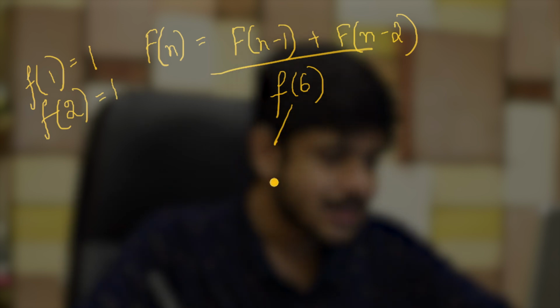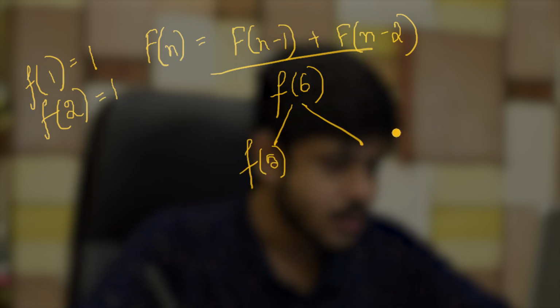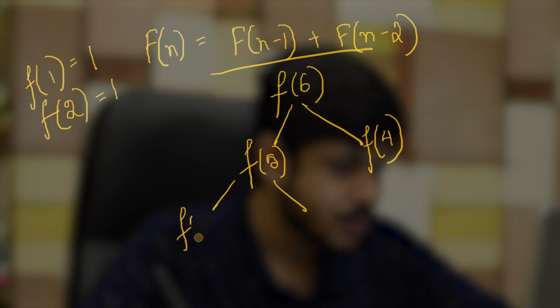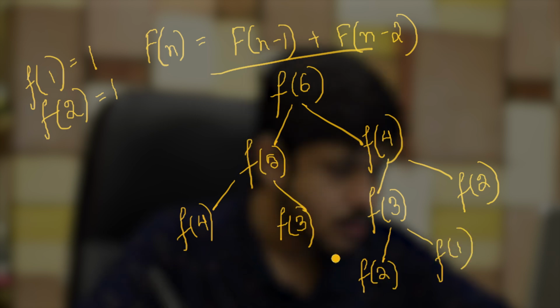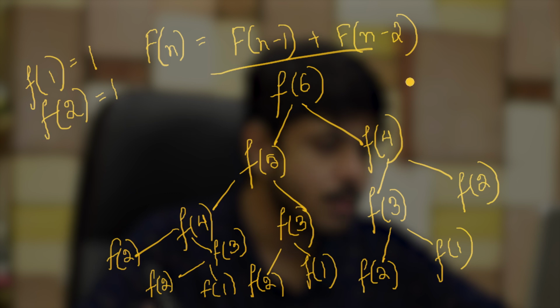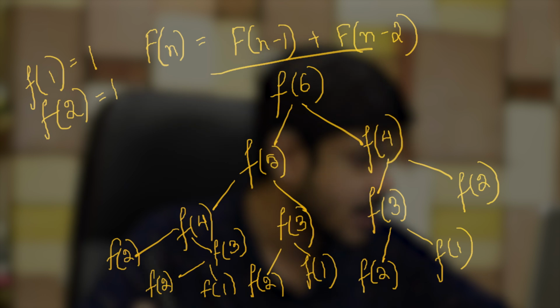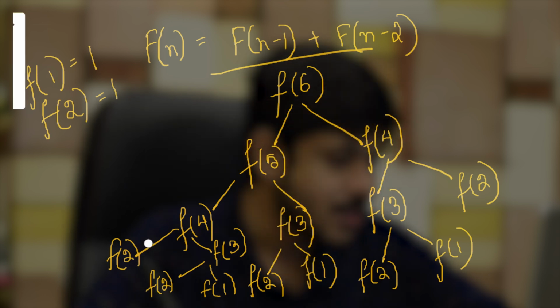So now F6 would definitely be calculated using F5 and F4. F5 would require F4 and F3. F4, again, here you would have F3 and F2. F3, here again you have F2 and F1. F3 for F2 and F1 again. So you can see that we'll keep on decomposing using the recurrence itself. We'll keep on decomposing the value of F6 until we have the base cases at our leaf nodes.